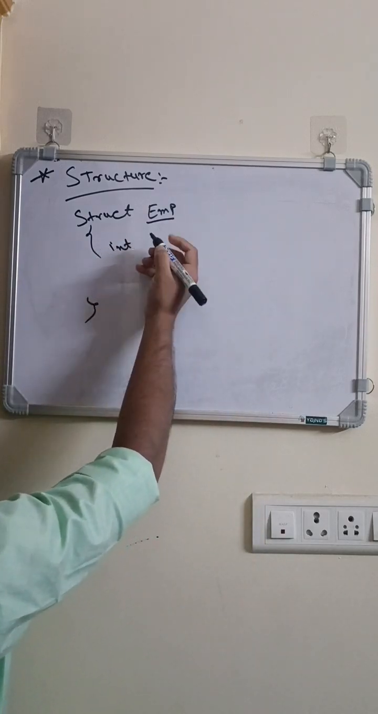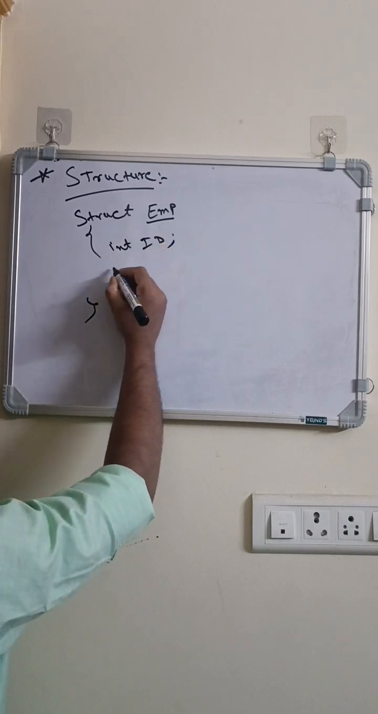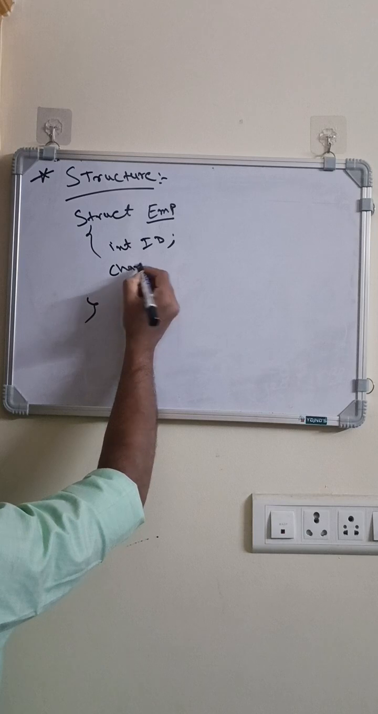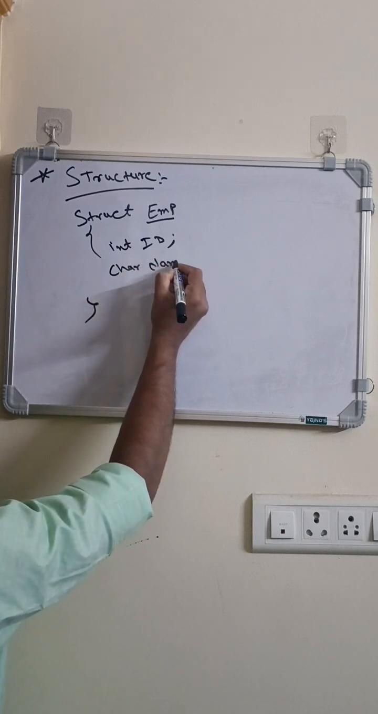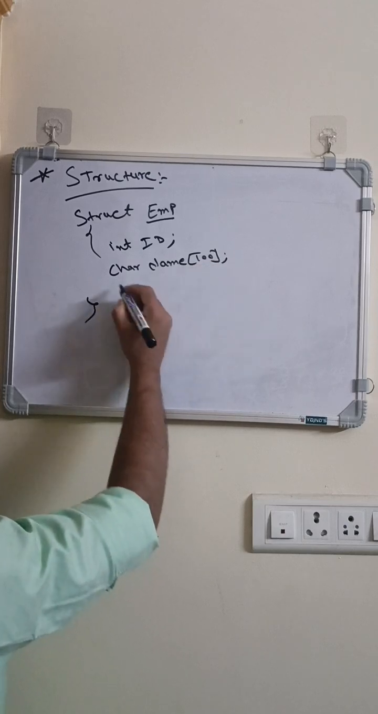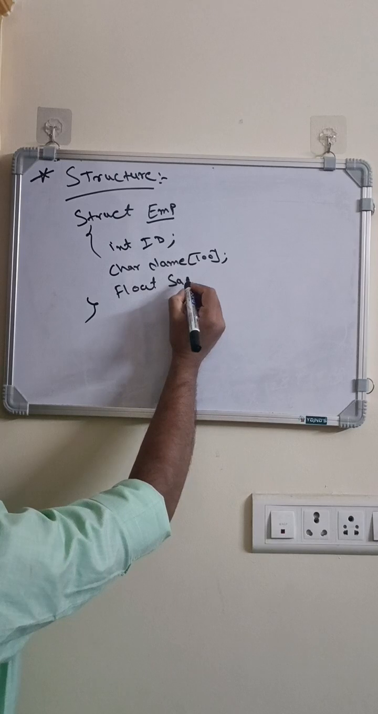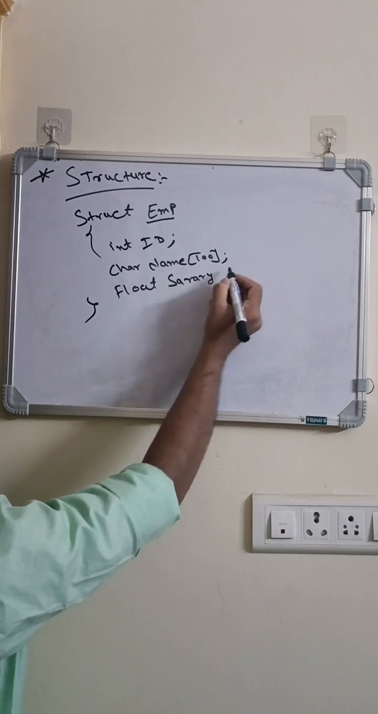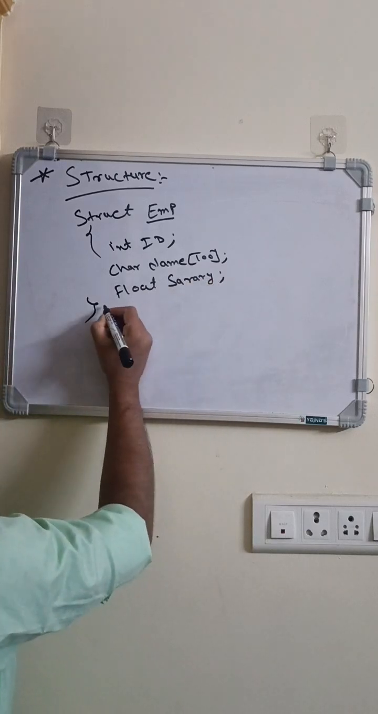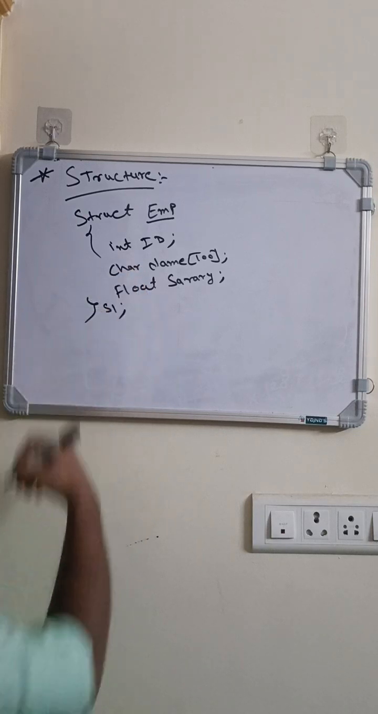So as an employee we take an integer id, then a char for name, and we can give its size, and a float for salary. Here we can also give other names. So that is the declaration.